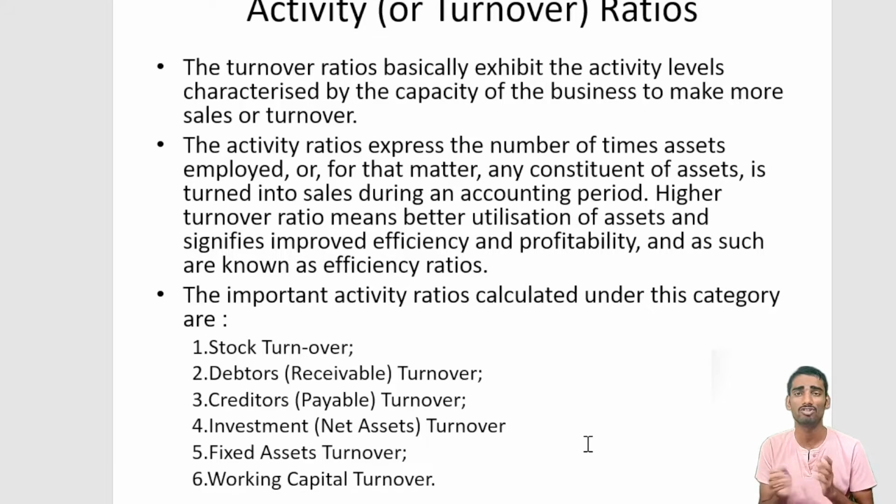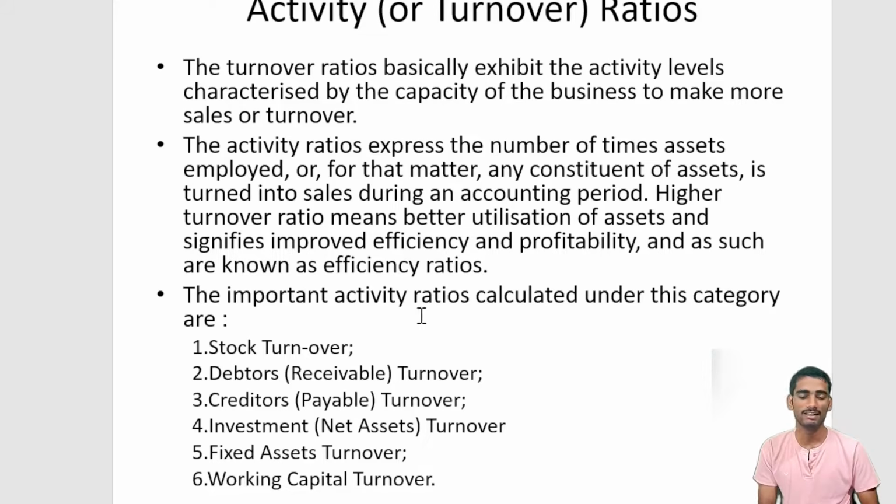In the exam, a short question may be asked: activity ratio is also called what? You can tell that it is the efficiency ratio. If the activity ratio is higher, it depicts that all the assets are being utilized in a good way. So activity turnover ratio is also called efficiency ratio. In the exam they may also ask why activity ratios are called efficiency ratios, so you have to give this answer.